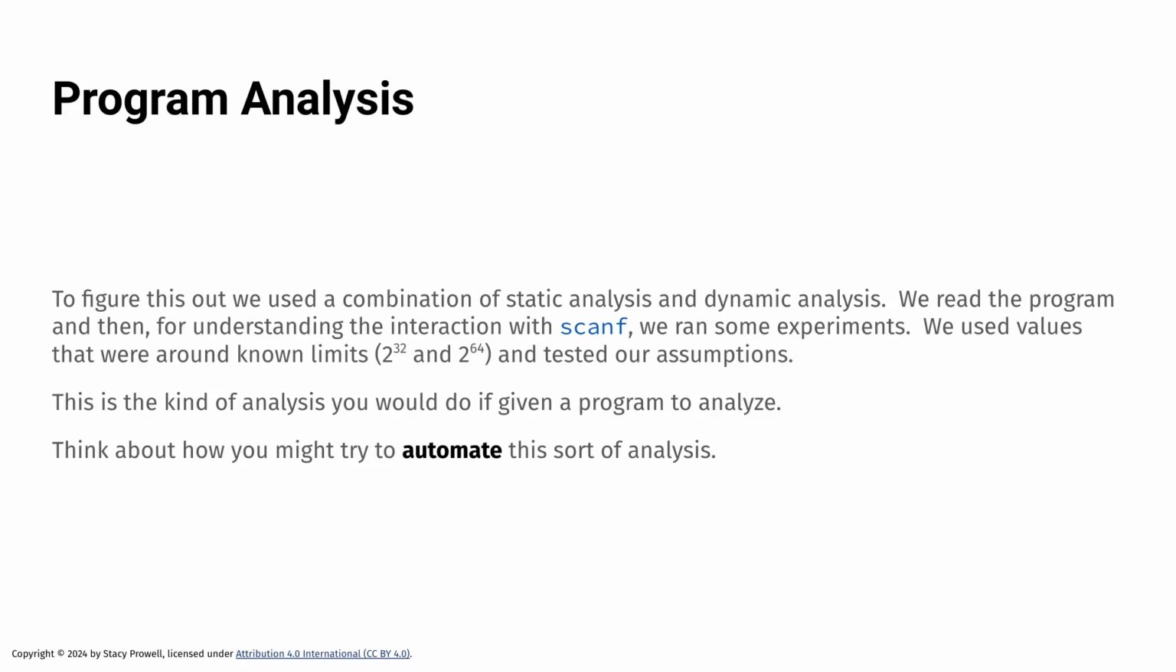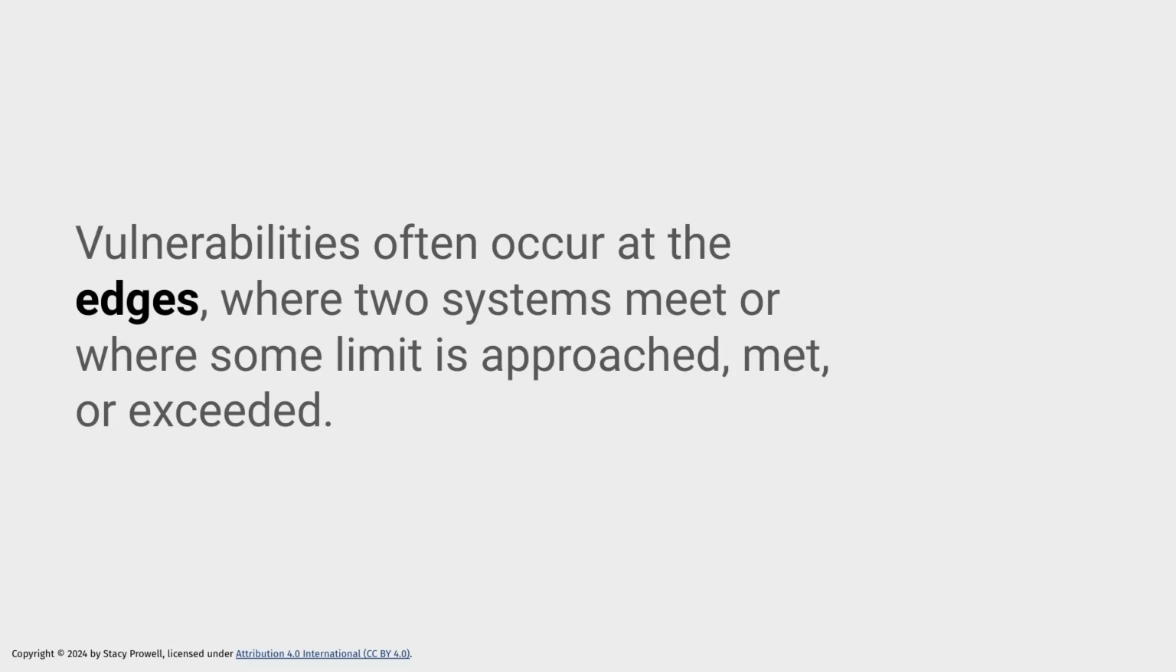That would be great. So maybe there's a way to automate this sort of analysis. One thing I'd like to point out, maybe this is already obvious to you from the example we just looked at: vulnerabilities often occur at the edges. And that could be where two systems meet, right? I take two systems and I connect them together. For example, I wire some secure library into my code. And if I'm not careful about that interface, as we've already seen, I can wind up with vulnerabilities.